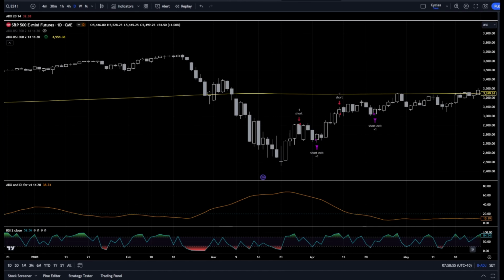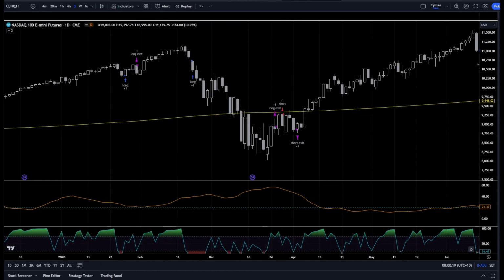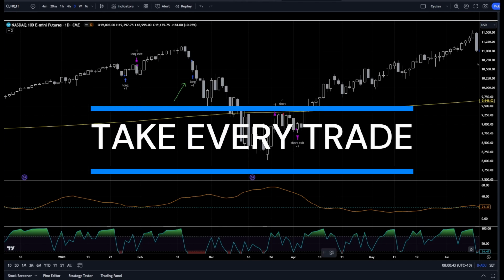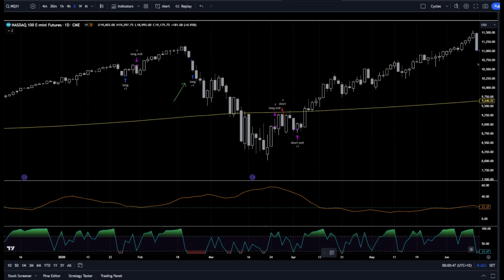Here is the COVID sell-off. Here's the same system applied to the mini Nasdaq. Here we were given a signal to go long the market, and it is a legitimate signal. Remember, this is a mechanical system, and in order to achieve that fantastic win rate, you must take every trade. And you must not get out of that trade until the system tells you.